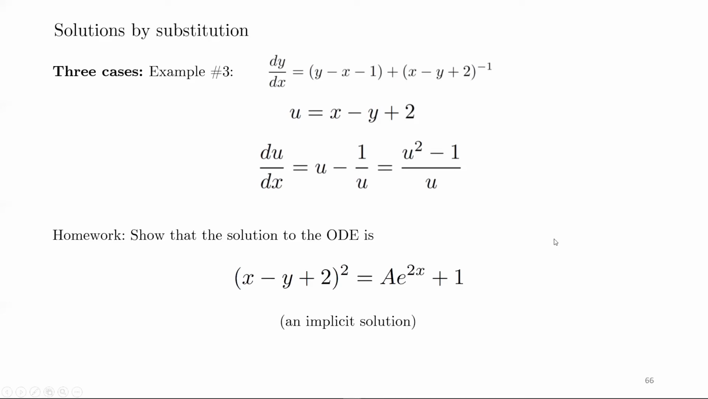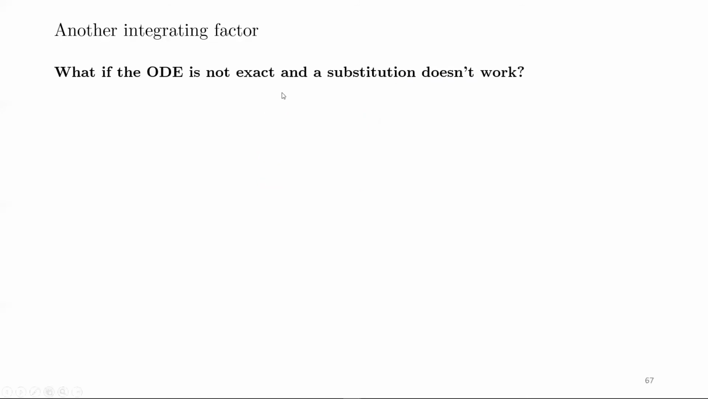Okay, so we have three new ways of solving certain types of ODEs using a substitution. So we've got the three cases, case 1, case 2 and case 3. And so that gives us a little bit more ammunition to solve a wider variety of ODEs. But what happens if the ODE is not exact, is not linear, or is not separable, and these three substitutions that we've just learned, what happens if they don't work?